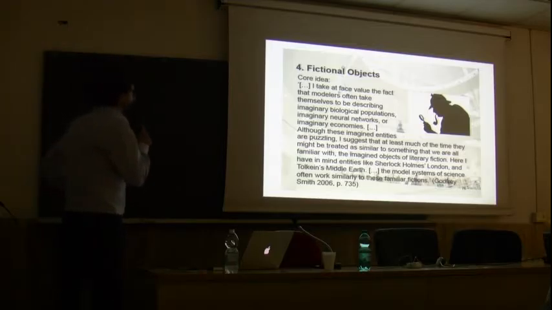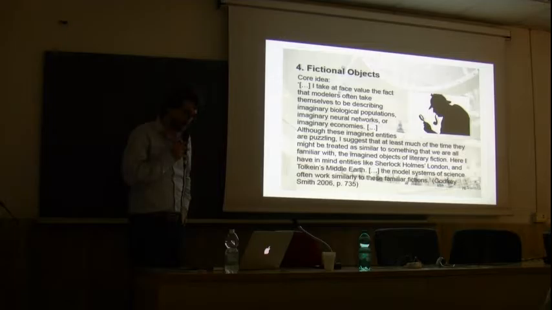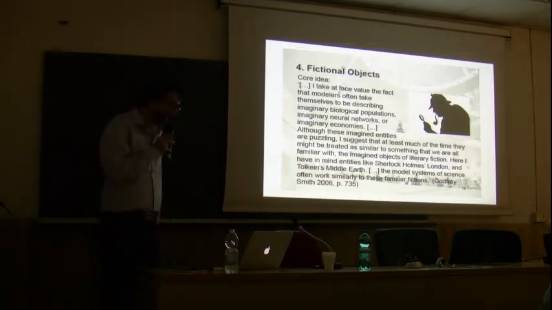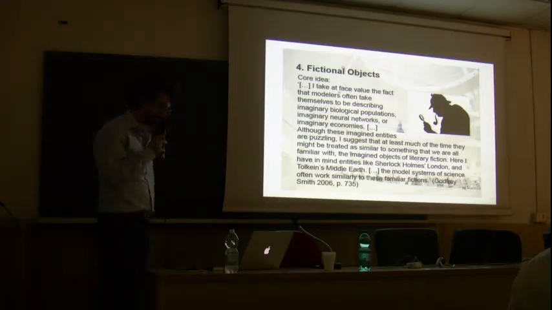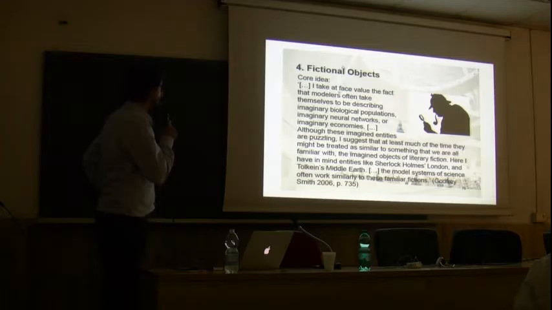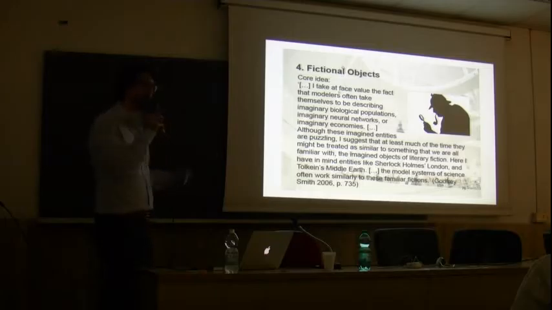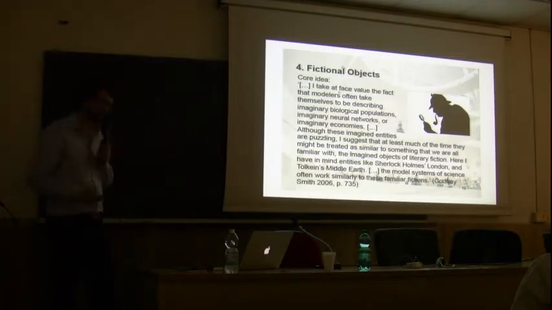So he says, "I take at face value the fact that modelers often take themselves to be describing imaginary biological populations, imaginary neural networks, or imaginary economies, although these imagined entities are puzzling. I suggest that at least much of the time they might be treated as similar to something that we're all familiar with, the imagined objects of literary fictions. Here I have in mind entities like Sherlock Holmes, London, and Tolkien's Middle Earth. The model systems of science often work similarly to these familiar fictions." So that's the main idea here.